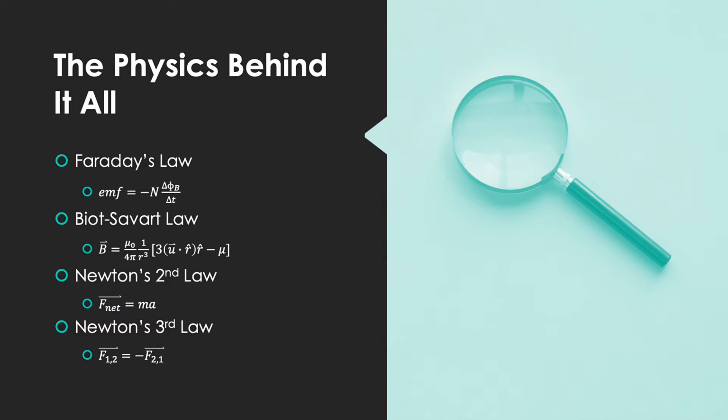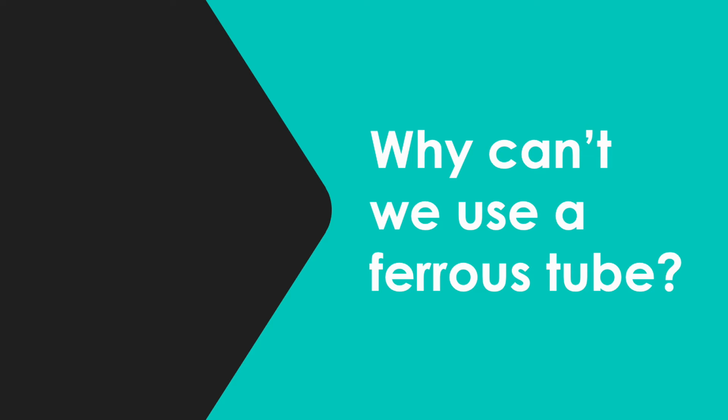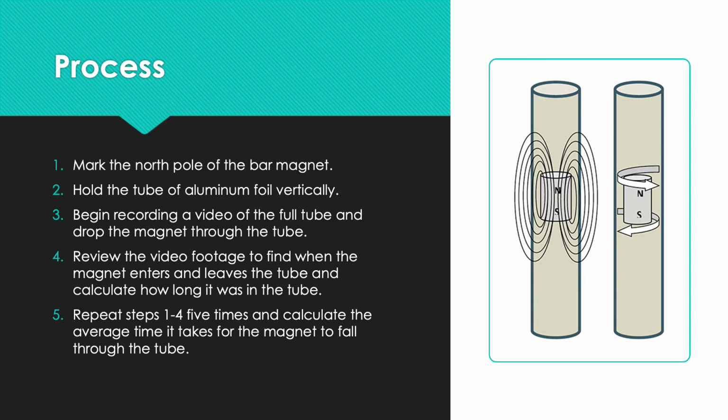Lastly, this lab utilizes Newton's second law, which states that the acceleration of an object is dependent on the force exerted upon it and its mass, as well as Newton's third law, which states that every action has an equal and opposite reaction. We can't use a ferrous tube for this experiment because ferrous tubes contain iron and could potentially become induced magnets, which would in turn interfere with the falling magnet.